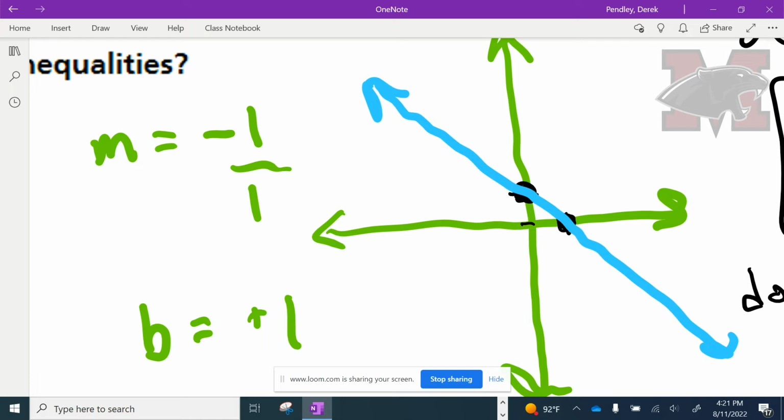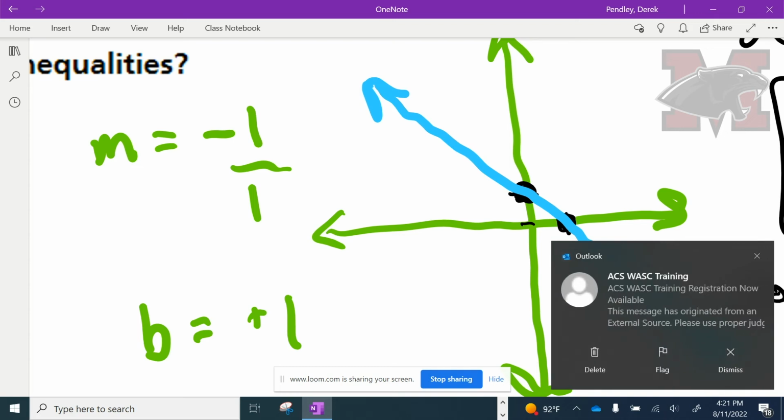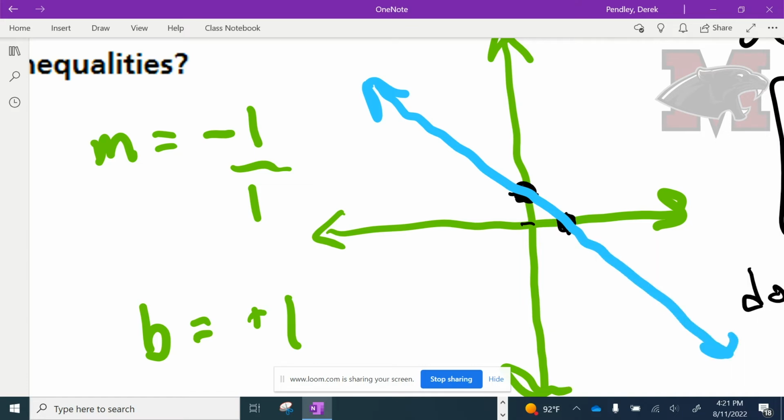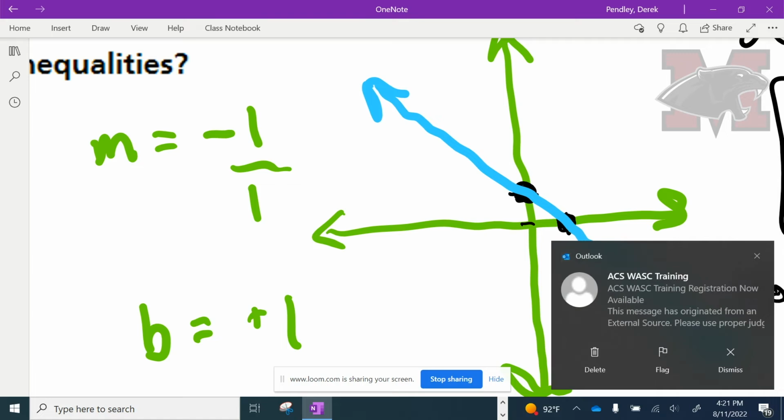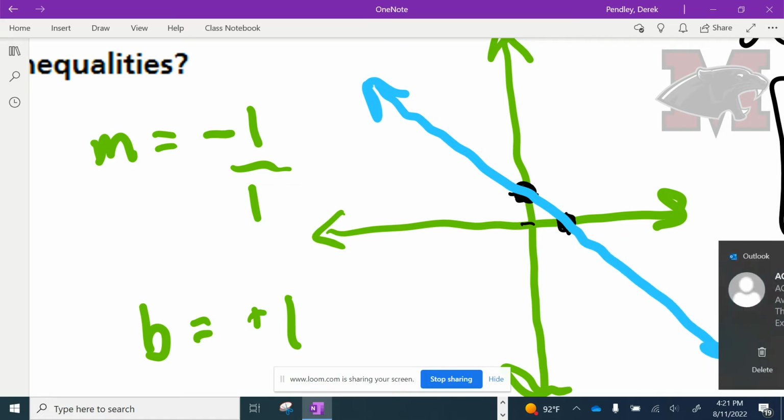So if we have 0 is less than or equal to -0 plus 1. Well, -0 plus 1 is 1. So is 0 less than or equal to 1? Is that a true statement? Think about it for a second. Is 0 less than or equal to 1? Yes, it is. Good.